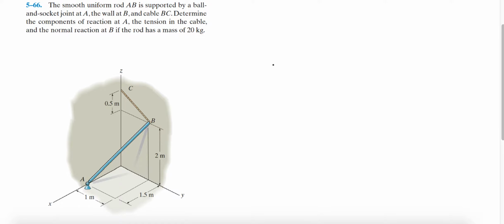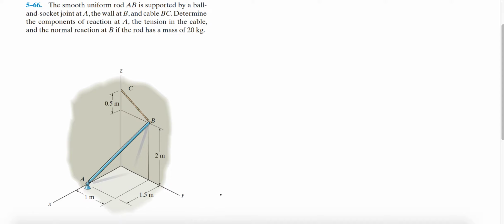Okay, so let's start with reading the problem carefully. The smooth uniform rod AB is supported by a ball and socket joint at A, the wall at B, and cable BC. So we have three supports. We have the ball and socket, which is this guy right here, A. We have the wall, obviously, it's the plane YZ, and we have the cable BC.